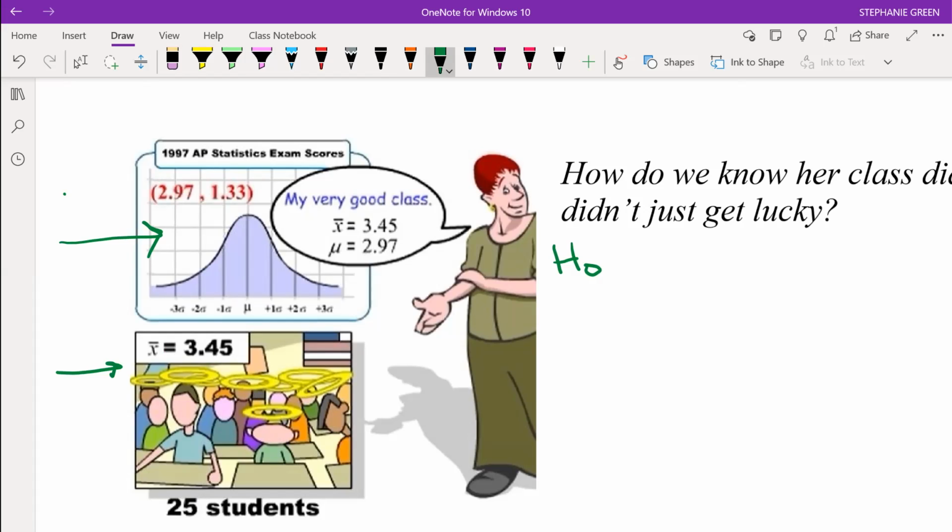So the average is not any higher than the nation average, 2.97, or it's not significantly higher. So we would write our mean is equal to 2.97. Even for this class of seemingly gifted students, we're saying 3.45 is not significantly greater than 2.97. So that's our null hypothesis. Our null hypothesis will always be that the mean is equal to the population mean, and there's nothing out of the ordinary happening here. Our alternative hypothesis, then, we're going to look here and say maybe this is out of the ordinary.